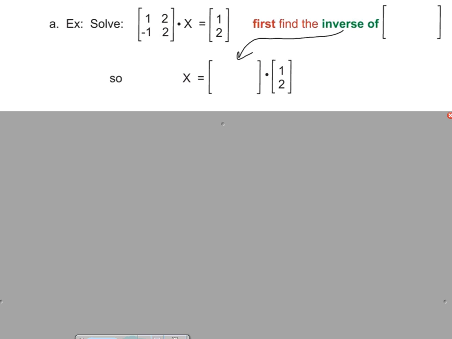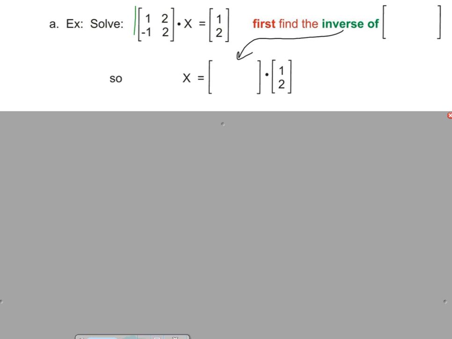All right, so this first one, you've got a matrix equation. You've got the 2 by 2 matrix, right? Top row 1, 2, bottom row negative 1, 2, times x. X is a matrix, right? The variable is a matrix. It's a matrix equation. What do they equal? They equal 1, 2.